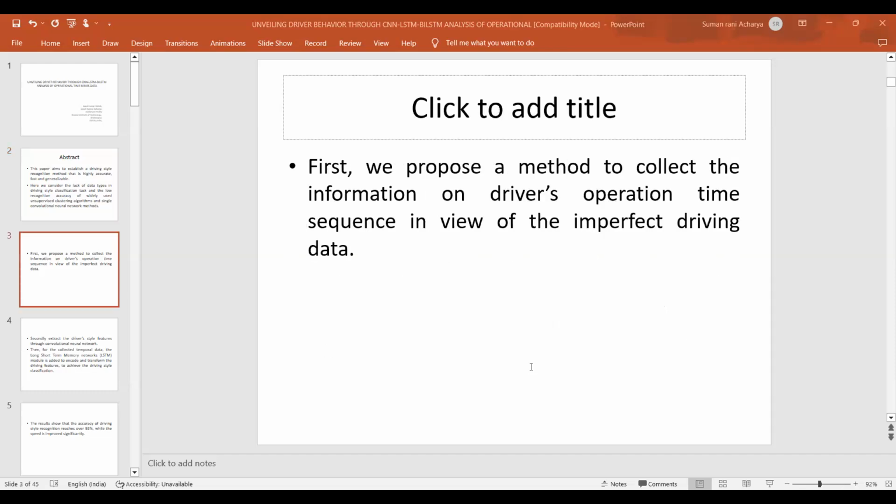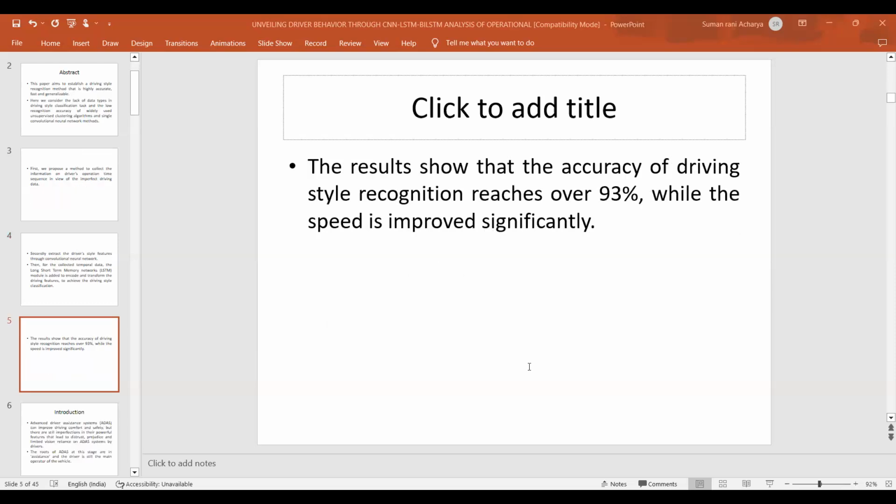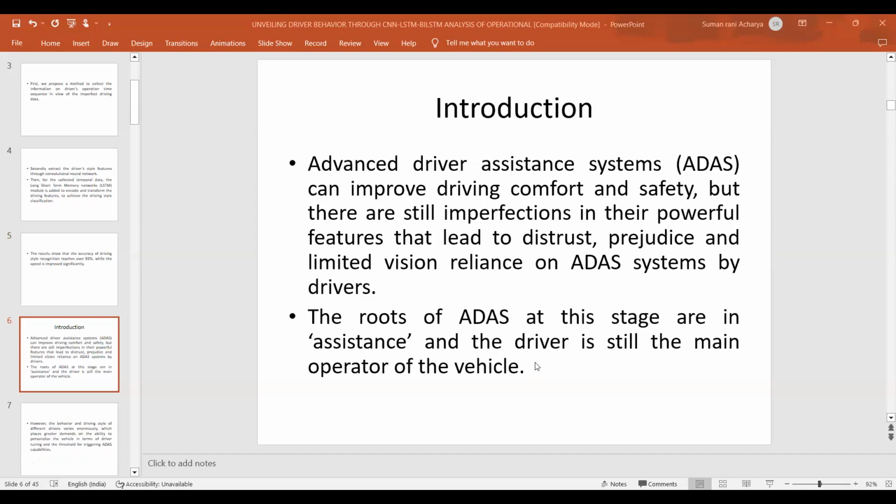First, we propose a method to collect the information on the driver's operation time sequence in view of the imperfect driving data. Here we design a framework. Secondly, we extract the driver style features through the convolutional neural network. Then, for the collected temporal data, the long short-term memory network model is added to encode and transform the driving features to achieve the driving style classification. The result shows that the accuracy of the driving style recognition reaches over 93%, while the speed is improved significantly.